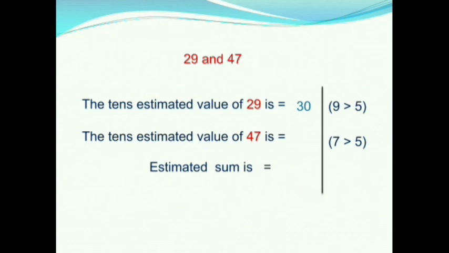Now we should find the estimated value of 47. In the units place we have 7. 7 is greater than 5. So we will write 0 in the units place and add 1 to the tens place. 4 plus 1 is equal to 5. So the estimated value of 47 is 50. Now we should add 30 and 50. 30 plus 50 is equal to 80. So the estimated sum of 29 and 47 is 80.